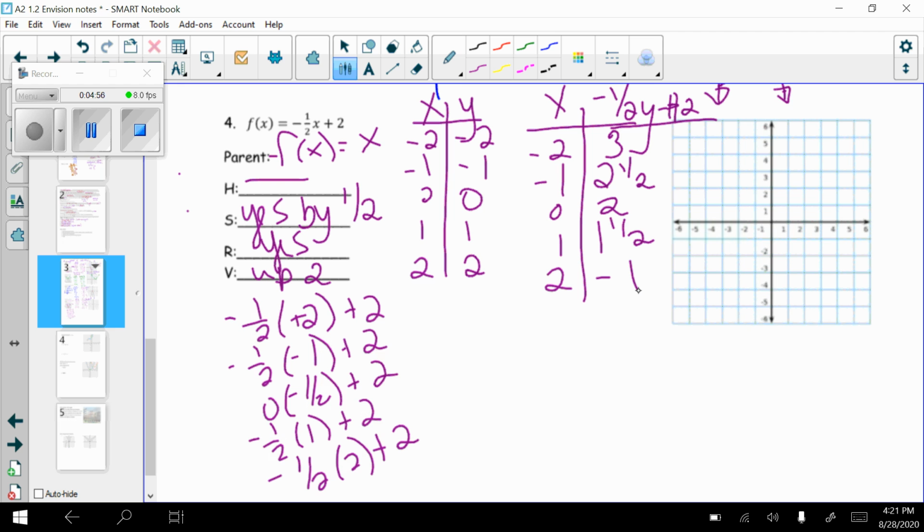So these are the points that we want to plot. We go over negative 2, up 3, make a dot. Over negative 1, up 2.5, make a dot. 0, 2. Over 1, up 1.5, and 2, negative 1. And then connect them. This was just a line. Right, so that is the HSRV of all of those.